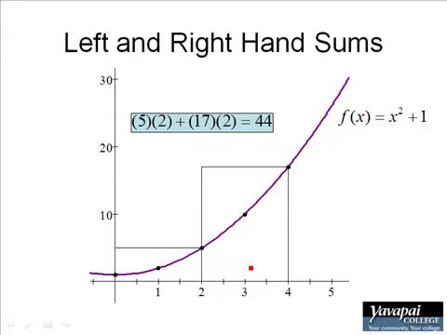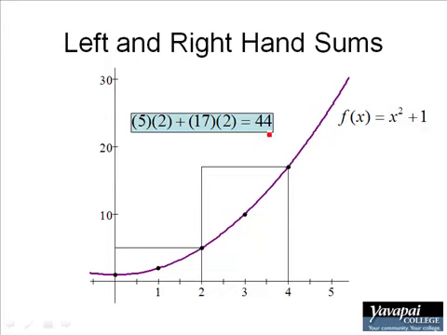Now when I go to the second rectangle, it takes its height from the right-hand side, which means I put 4 into the function. 4 squared plus 1 is 17, and it's 2 wide. So my overestimate of the area from 2 to 4 is 17 times 2. So when I add up those 2 areas, that's 5 times 2 plus 17 times 2, I get an area of 44. That's way too much, but we can get better and better estimates by using more and more rectangles.